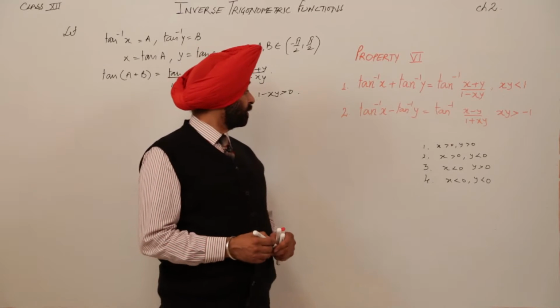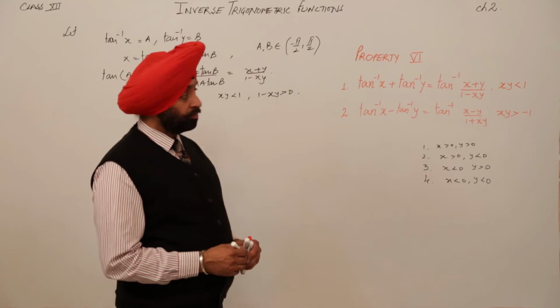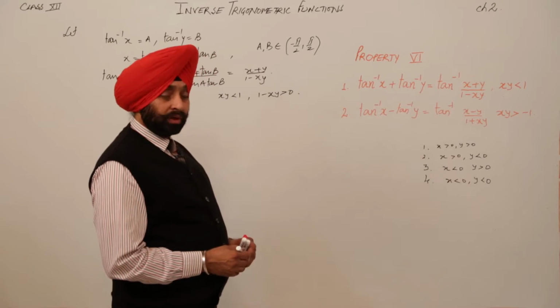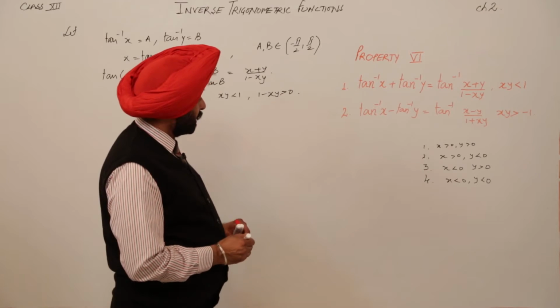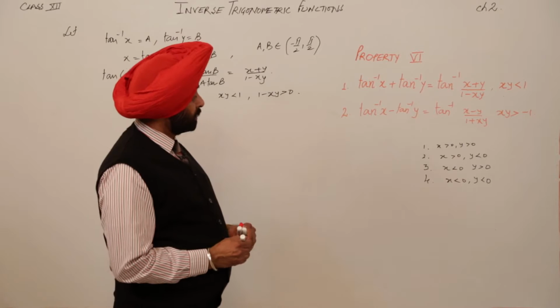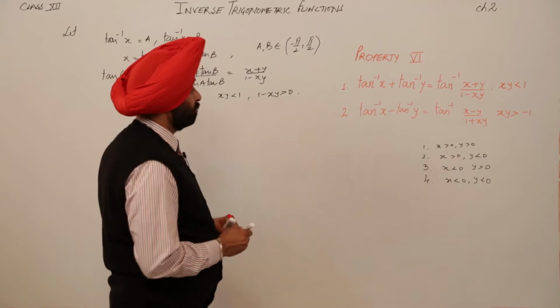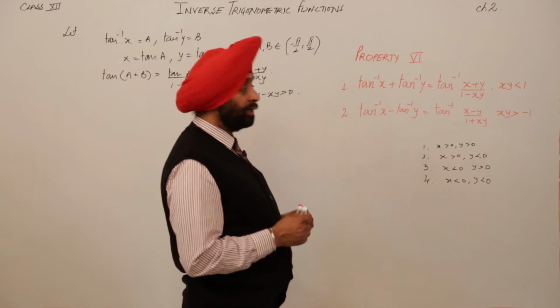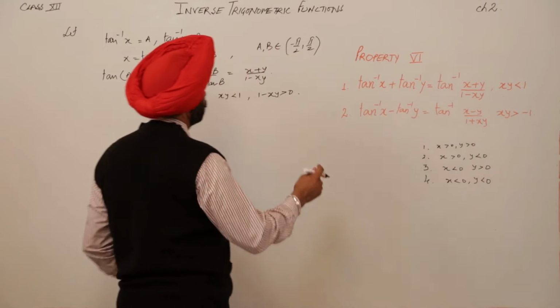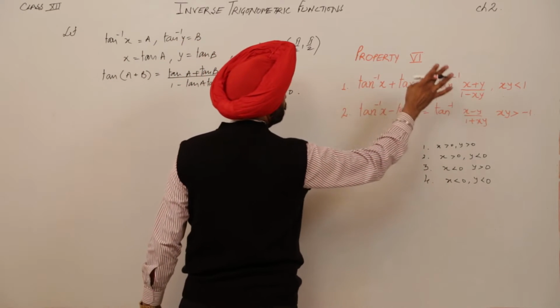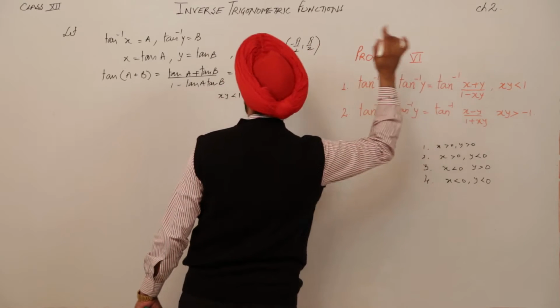Now moving to the second part of property number 6, we have tan inverse x minus tan inverse y is equal to tan inverse of (x minus y) upon (1 plus xy), where xy is greater than minus 1. Earlier we had tan inverse x plus tan inverse y is equal to tan inverse of (x plus y) upon (1 minus xy).